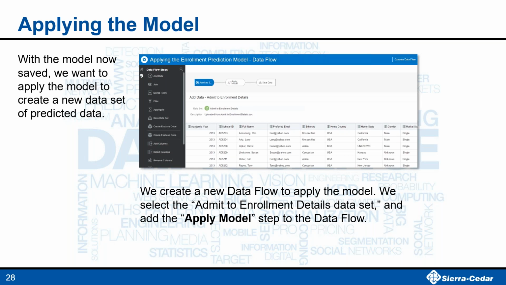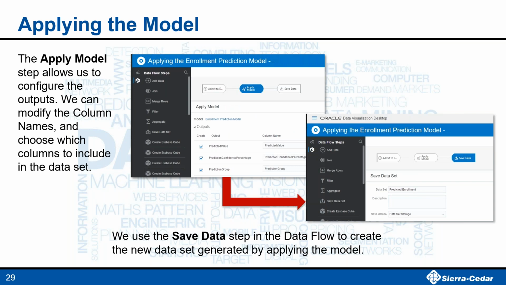So here we're creating a new data flow again, only this time we're going to apply the model to a data set. And the model, of course, is the one that we built in the previous steps. The apply model step allows us to configure our outputs. We can modify column names. We can choose which columns to include in the data set. And applying the model creates a new data set, generated by this model with the predicted outcomes included. So here we add a step at the end called save data, which, when we run this data flow, saves our data with the predicted data elements in the new data set.